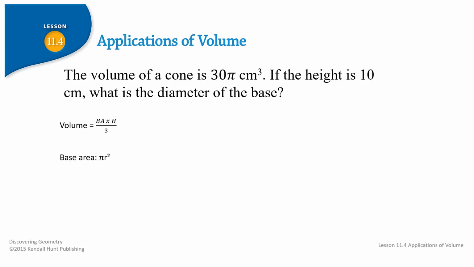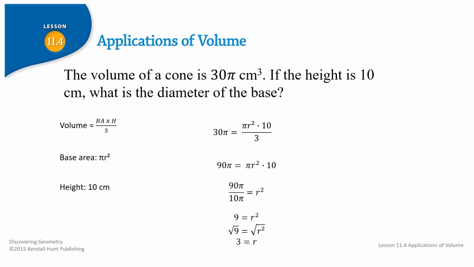We don't know what r is yet, so we have to leave it like that. The height is 10 centimeters. So what's going to happen is I'm going to plug it in, 30 pi for volume. Base area, I'm just going to put pi r squared, and then I have times 10 divided by 3. We have to work backwards in order to solve.